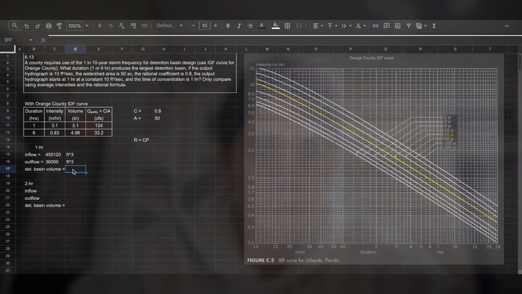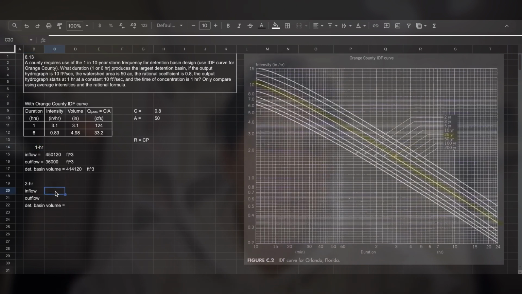So to know the volume of the detention basin, we just need to subtract one from the other. From the inflow, we need to subtract the outflow, and we get that for a 1 hour storm, we need 414,120 cubic feet of volume for a detention basin.